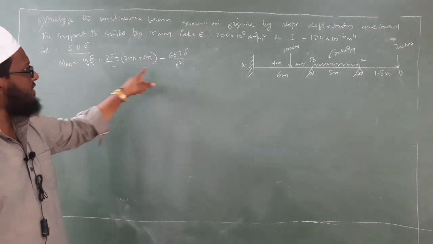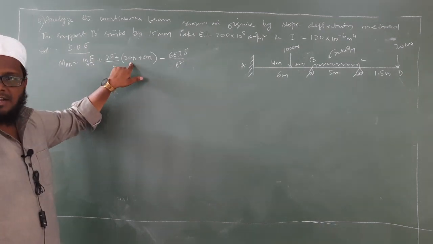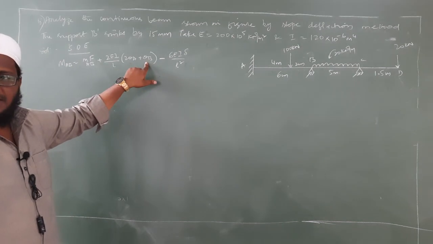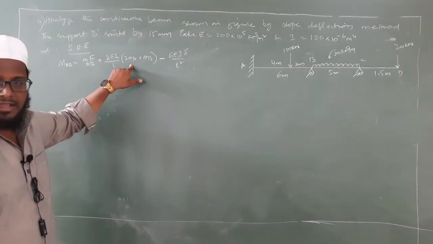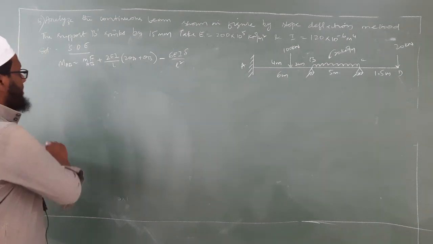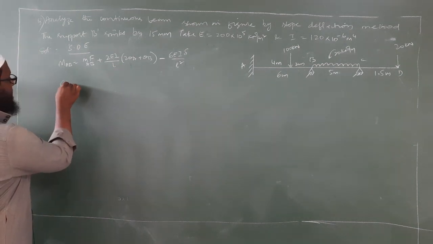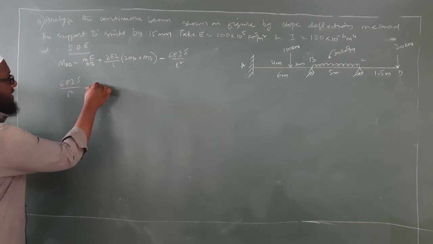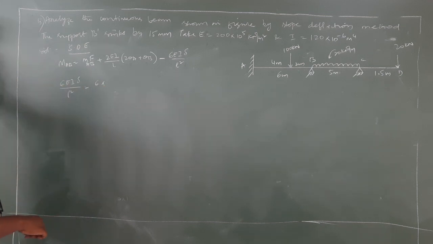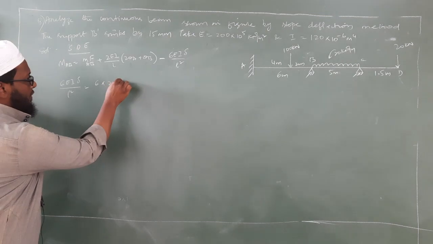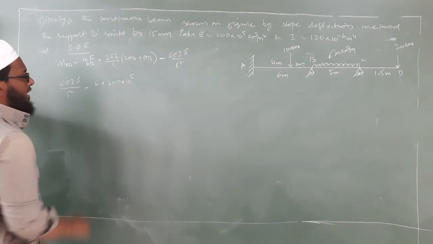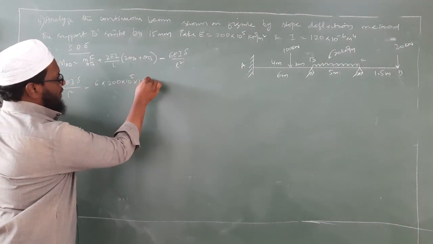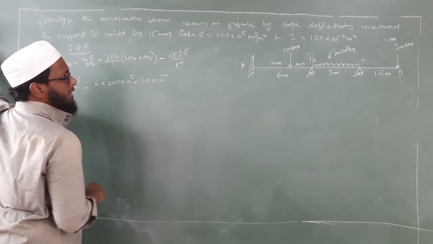And in this equation, what is theta A? Theta A is 0, isn't it? What about theta B? Theta B will exist, whereas theta A is 0. Okay. So I will calculate the value of 6EI delta by L square. 6 into, what is the value of E we have? 200 into 10 power 5. What is the value of I? 120 into 10 power minus 6.